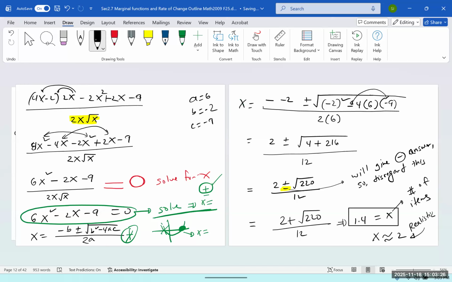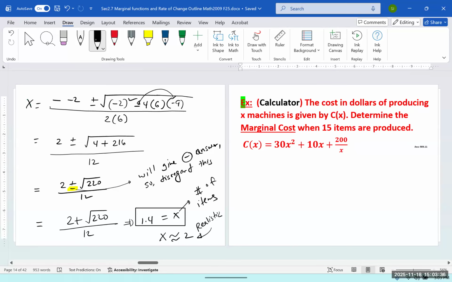So again, most likely this comes in the calculator part. Based on your calculator, your life will either be easier or harder. The next one, again in the calculator part, but it's up to you. Even if you do this calculator part, you must show all the work. Otherwise, no credit. The calculator is only for the calculation at the end.